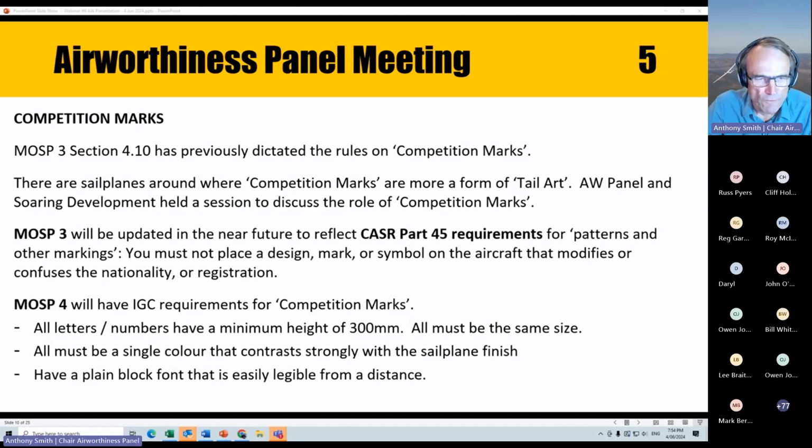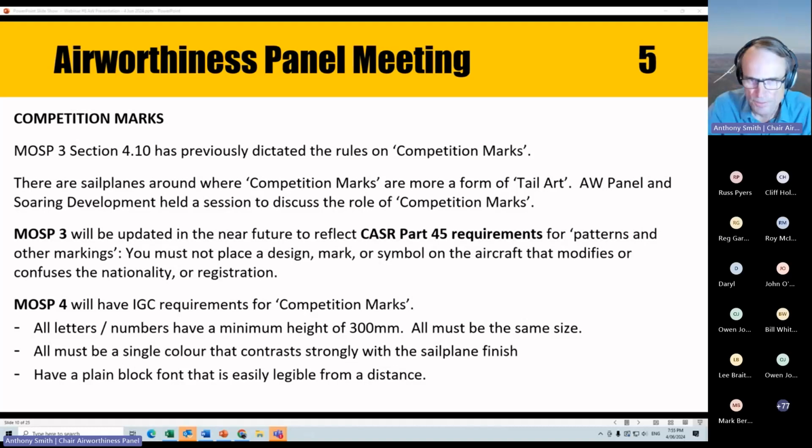Have a plain block font that is easily legible from a distance. Now, I'm also aware that there's at least a couple of aircraft out there with, charitably say, competition marks that are more tail art with some fairly fancy fonts. The plain block font is, again, a straight quote from the IGC requirements. An Arial bold kind of font would be considered a plain block font. So that gives some reasonable delineation.